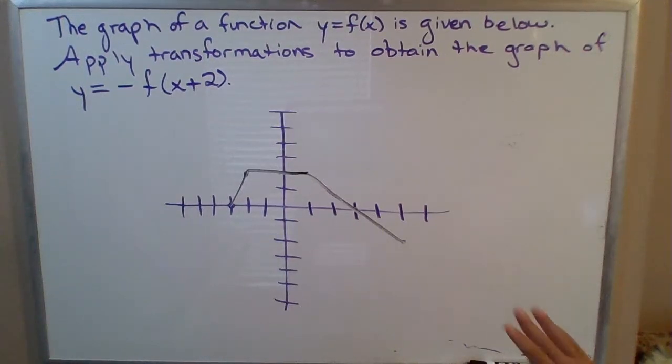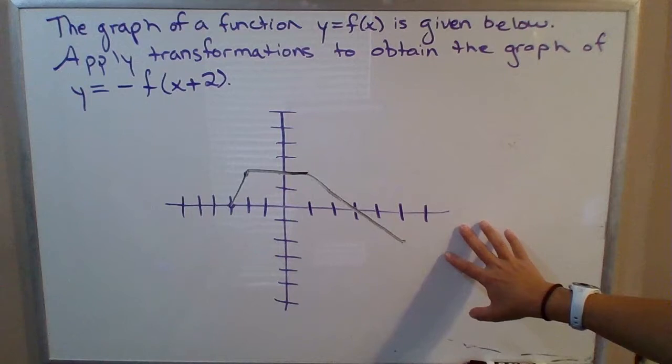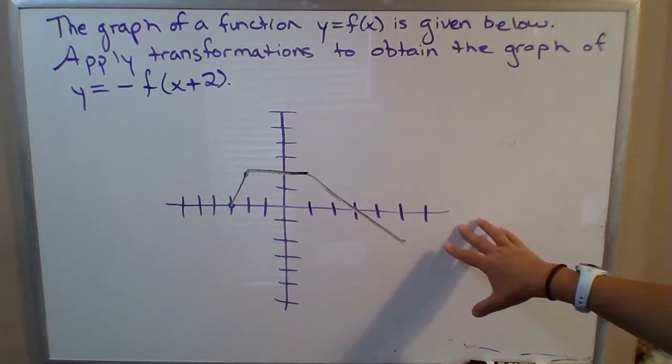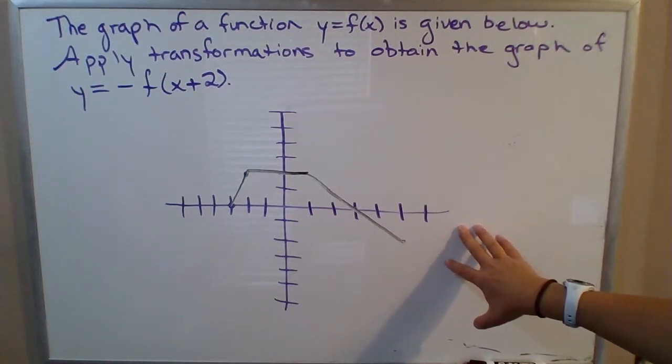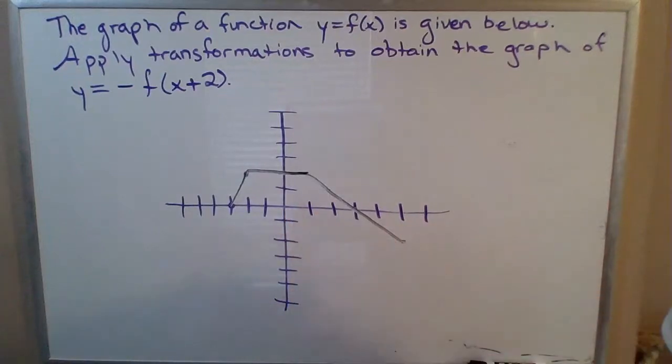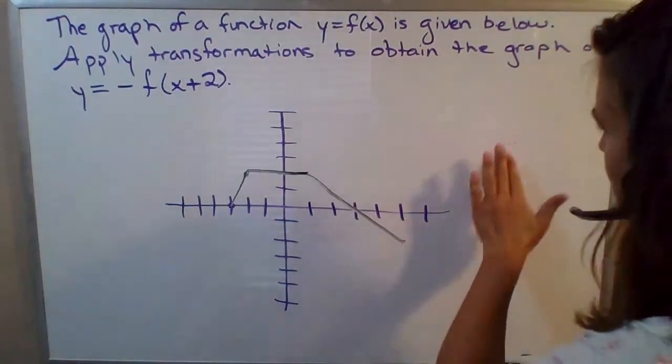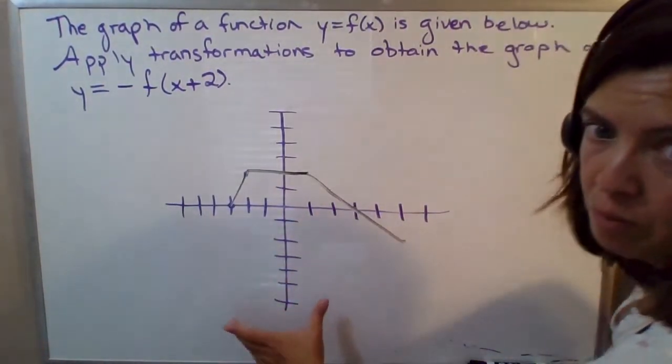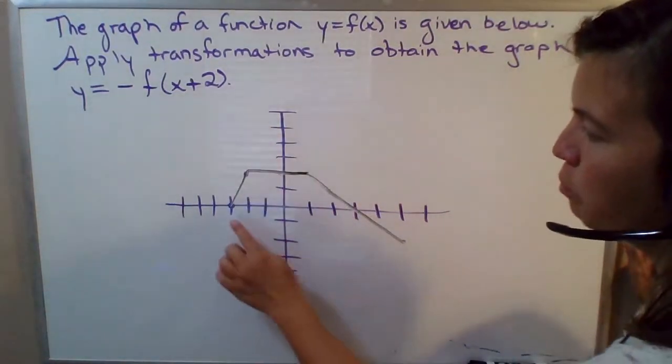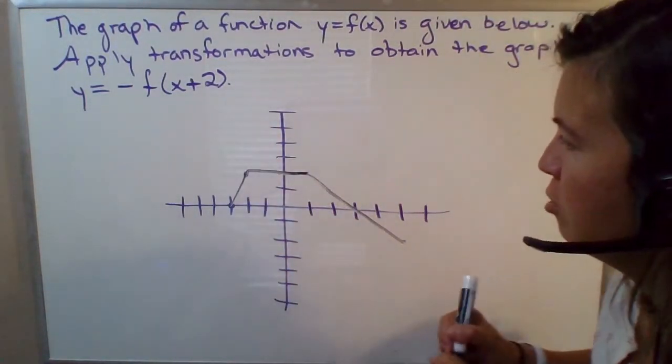In this example, we're given a graph of a function y equals f of x. So this is a graph consisting of 3 line segments. And just so you can be clear on what the graph looks like, since you're maybe working from what I've drawn here on the whiteboard, let me label a few of these points.